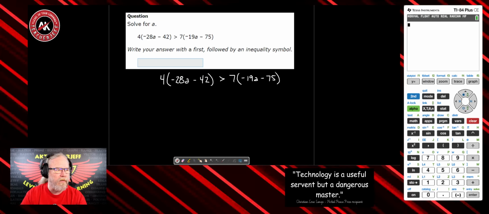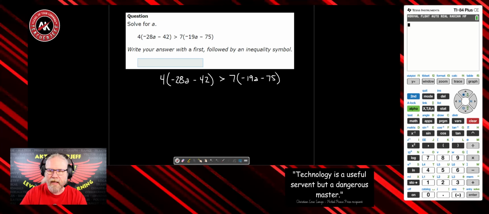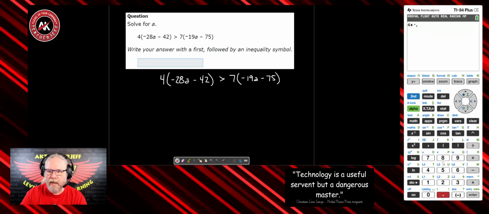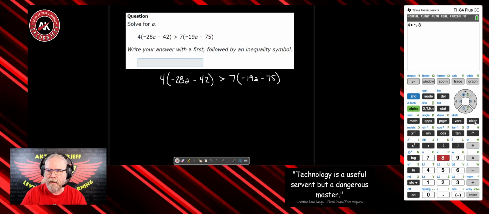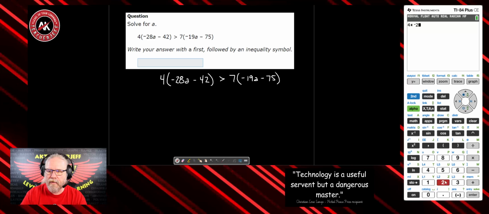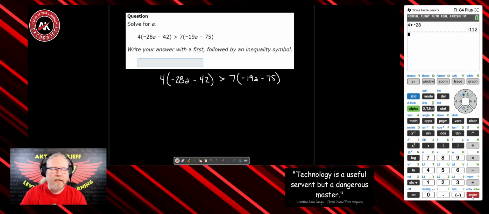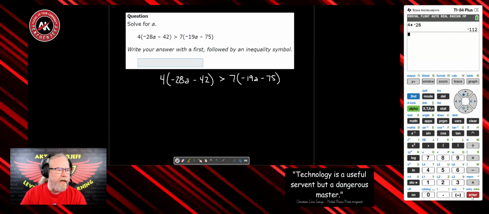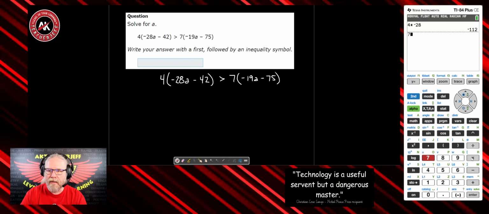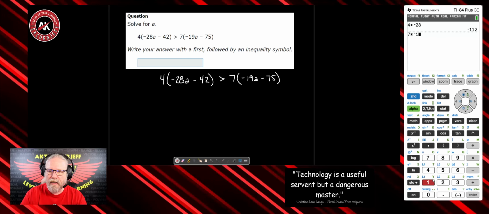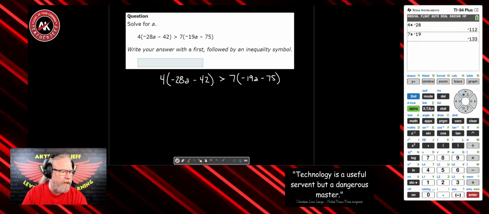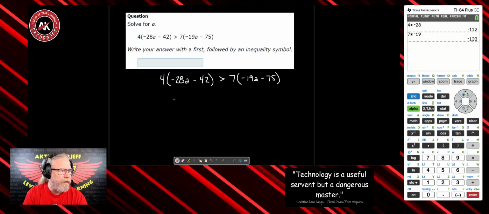And on this one, we want to go ahead and do 4 times negative 28. I get 4 times negative 28. I'll need to, let's clear that. 4 times negative 28. That's going to be negative 112. And also, what would be handy to know is 7 times negative 19. And those will be a couple numbers that'll come in handy. So let's go ahead and deal with those.